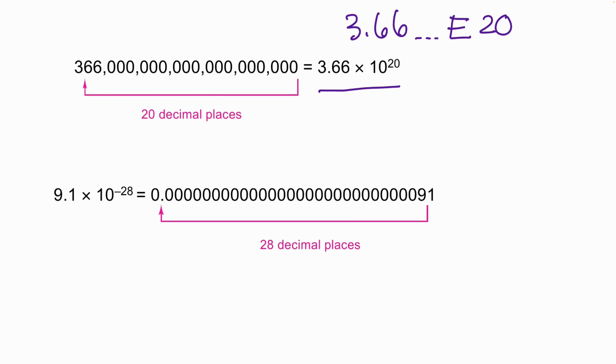And again, if you're looking at this on your calculator, this would have been 9.1 e negative 28. And the negatives are kind of hard to see on the calculator. So if you do have an e, be sure to look closely to make sure whether or not you have a negative symbol on there.